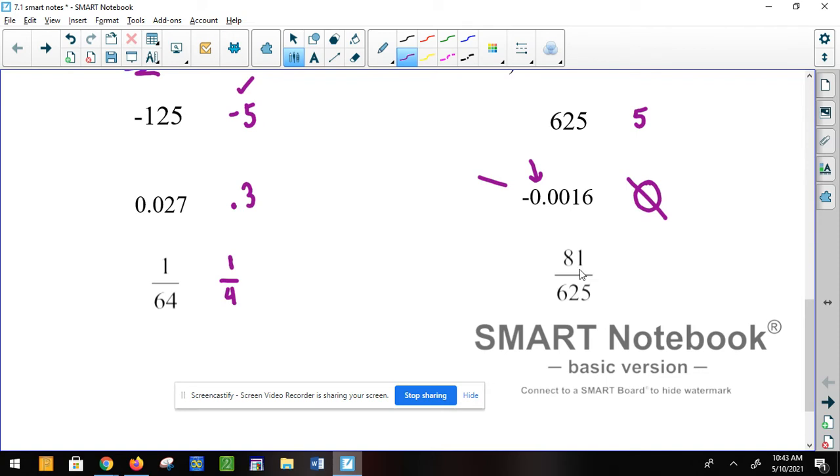Fractions work. So, the fourth root of 81 over 625. Essentially, and I should have mentioned this over here with that fraction, you take the fourth root of each part of the fraction separately. The fourth root of 81 is 3, and the fourth root of 625 is 5. So the fourth root of 81 over 625 is 3/5. Okay.